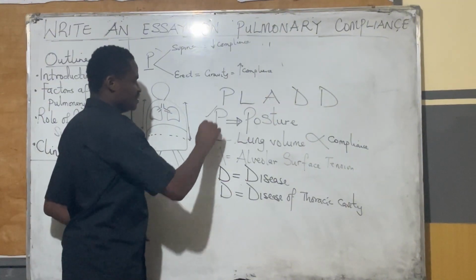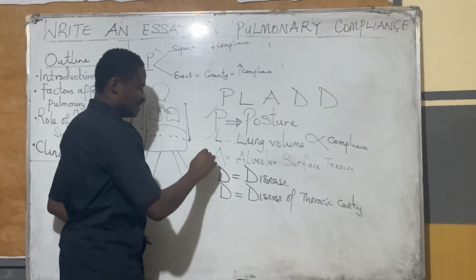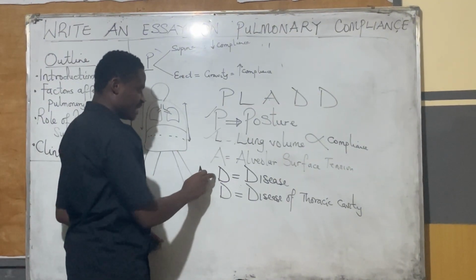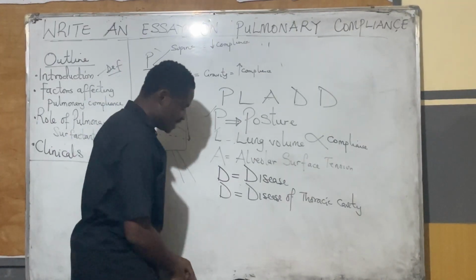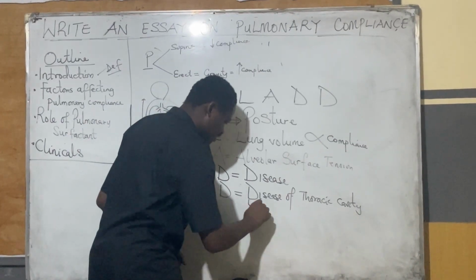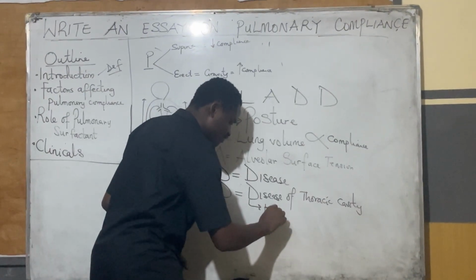Now, after I leave out this first, I'll come back. Now, let me explain this too. For thoracic cavity disease, the most common example here is kyphoscoliosis.